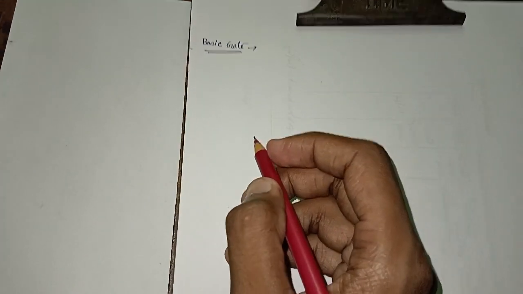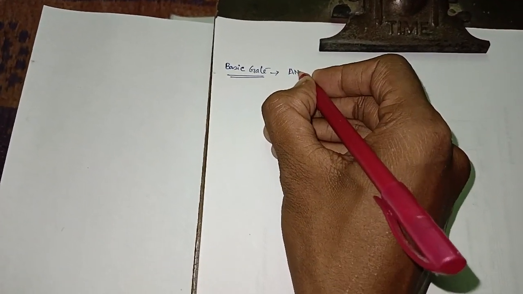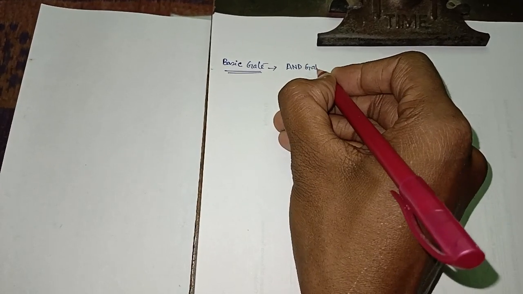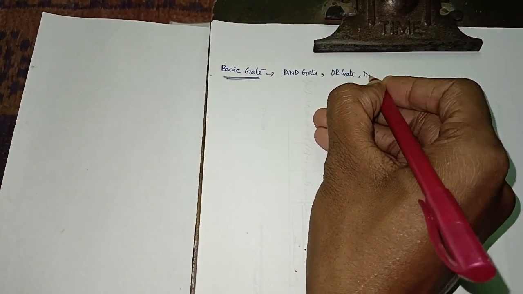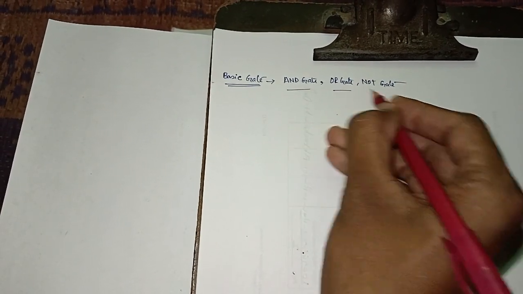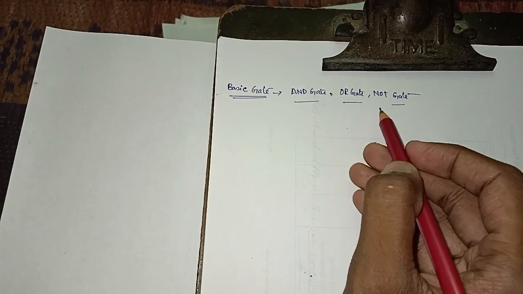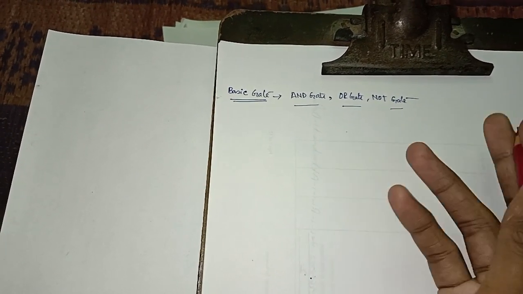Previously we started discussing the basics of gates. There are three basic gates: AND gate, OR gate, and NOT gate. So these three are basic gates. Why can we say these three are basic gates? Because with these three gates we can implement any other gate.